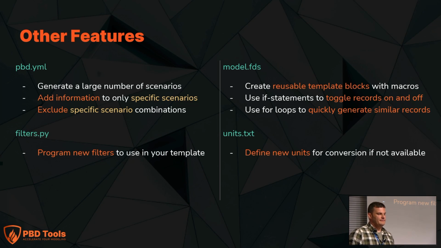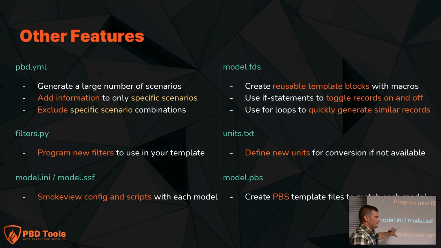Or if you need to define some custom units. For example, the underlying library that does the unit conversion for me didn't know what CFM meant, and that's something very common. So I told it, hey, CFM means feet cubed per minute. And now I can use CFM as a unit to convert to and from.